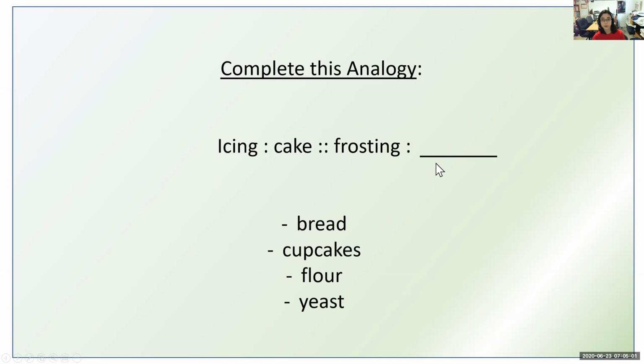So frosting is going to go on top of something. So what does frosting go on top of? Well, frosting doesn't really go on top of bread. Frosting could go on top of cupcakes. Frosting could not go on top of flour. And frosting could not go on top of yeast. But frosting could go on top of cupcakes. So that would make the most sense for our analogy.